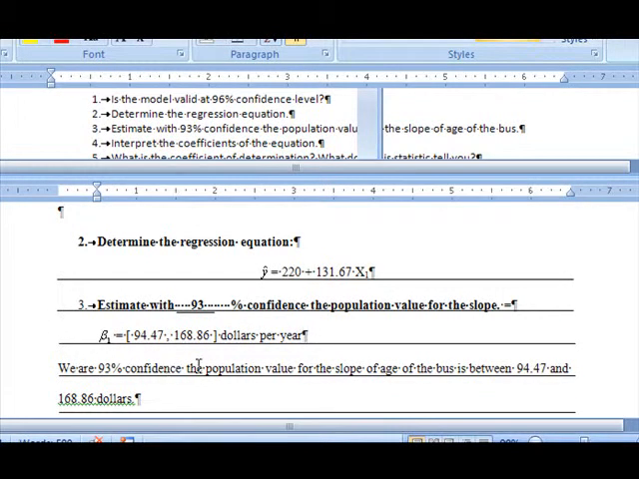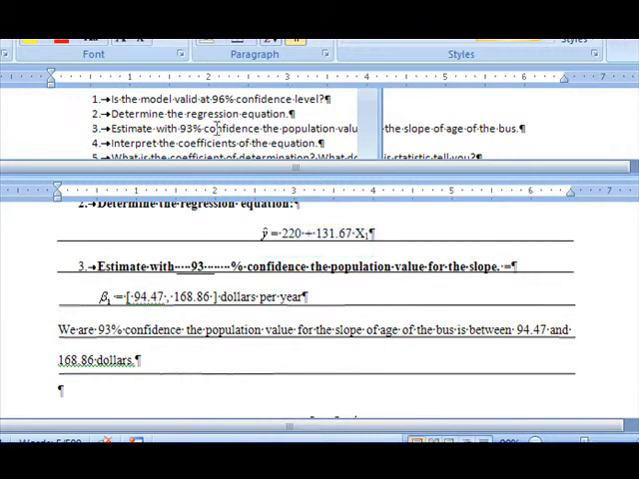So we are 93% confident that the population value for the slope of age of the bus is between 94.47 and $168.86. Now notice that it's not even close to zero, so we're good. We're still having hope that it is a good model. If it is a good model, then we're going to use this equation to predict the maintenance cost based on the age of the bus.